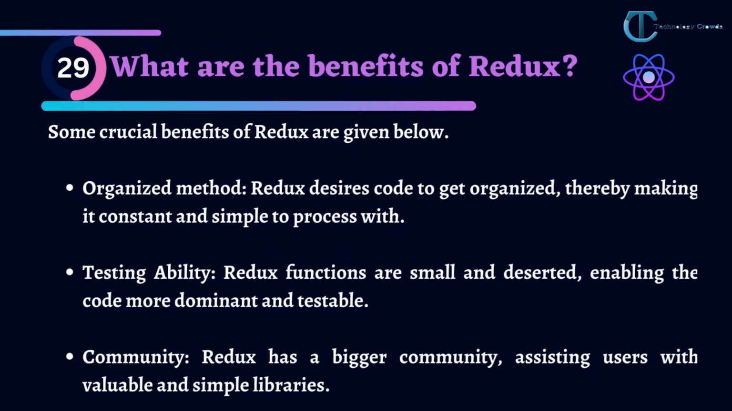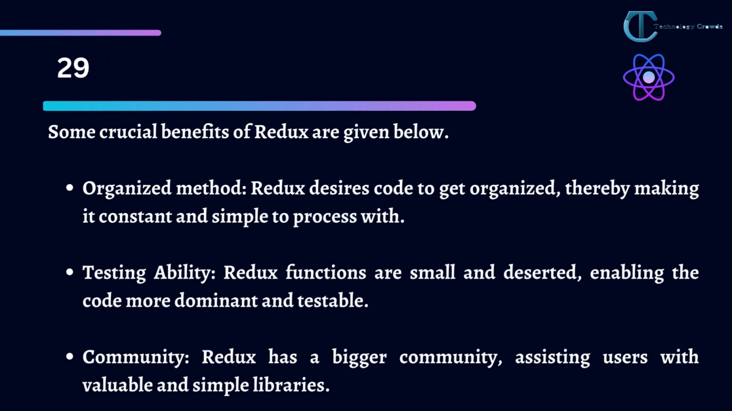29. What are the benefits of Redux? Some crucial benefits of Redux are given below. Organized method, Redux desires code to be organized, thereby making it constant and simple to work with. Testing ability, Redux functions are small and isolated, making the code more dominant and testable. Community, Redux has a bigger community, assisting users with valuable and simple libraries.